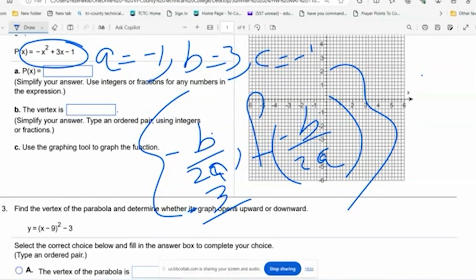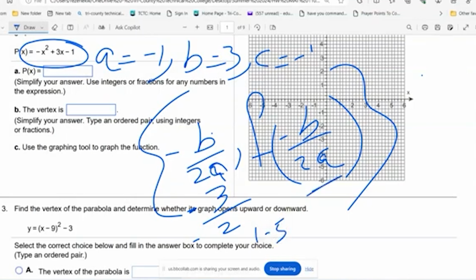Remember, that's a negative here. And a is -1. 2 times -1 is -2. So I have -2 here, negative is going to positive. So that is positive 1.5. So the x coordinate of the maximum point is 1.5.